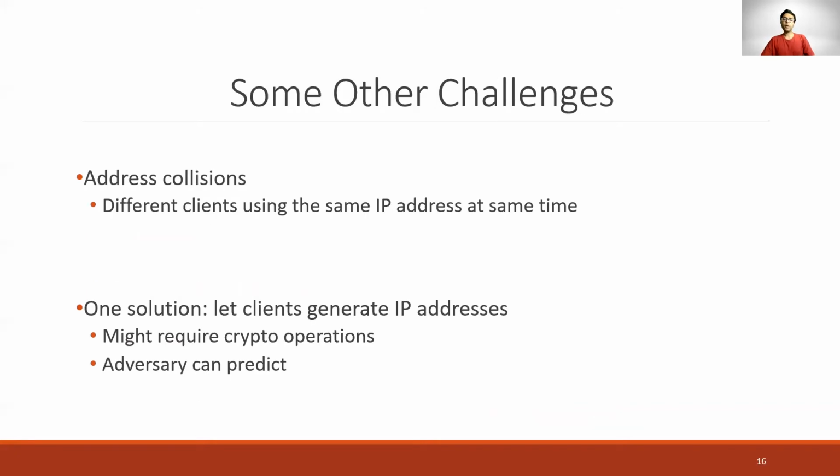So let's talk more about address collisions. One simple solution might be to let clients generate their own IP addresses. But to do this effectively might require cryptographic operations. But this comes with a significant computational overhead. Furthermore, adversaries might be able to predict which IP addresses will be generated if they have access to certain clients.